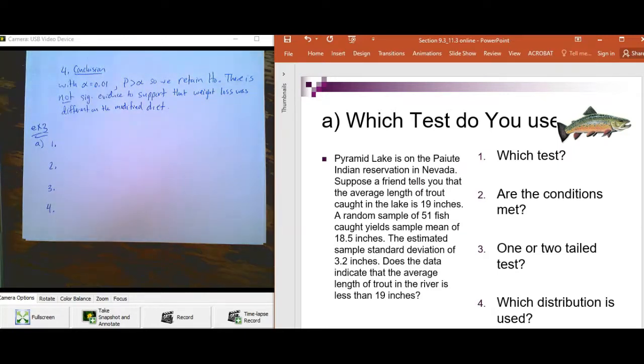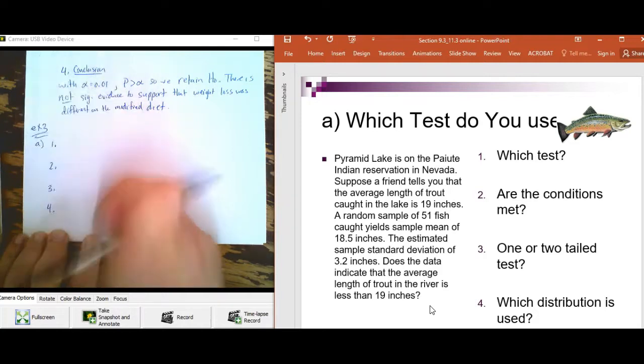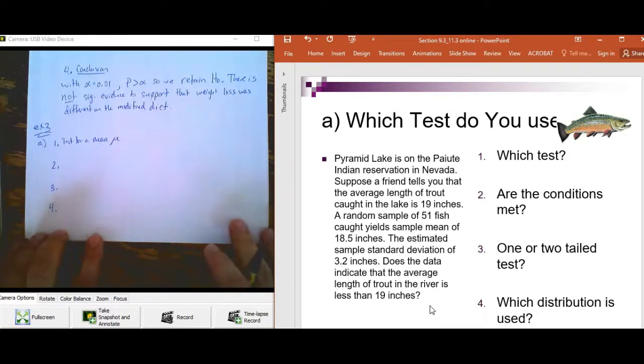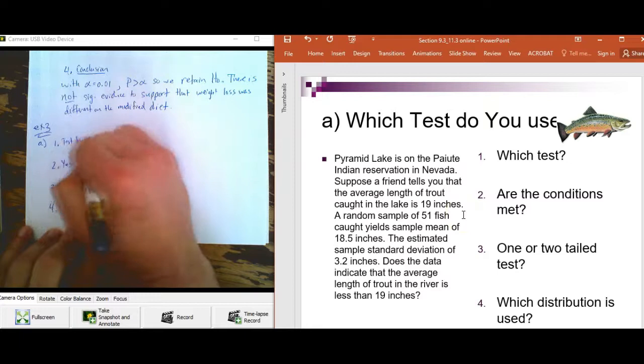All right, so based on the information that's given, which test should we be using? Well, notice that we're talking about averages, right? The average length of trout is given. We want to test to see if the average length of trout is less than 19, right? So which test should we be using? This is a test for a mean, right? Are the conditions met? This means can we assume that the sampling distribution of X bar is normal? Well, we need to know one of two things. We have to be able to tell if the sample size is greater than 30 or if the population is normally distributed. So do we see any of those conditions? So here we have a random sample of 51 fish. Say yes, n is greater than 30.